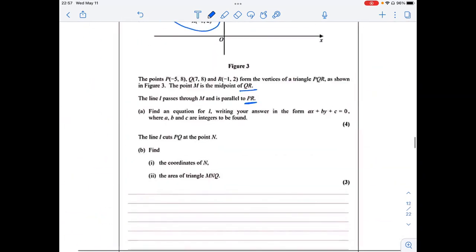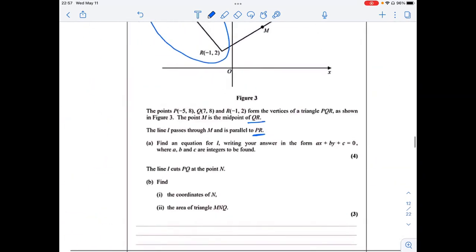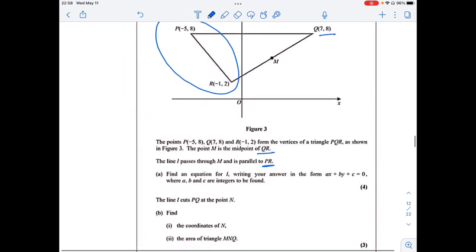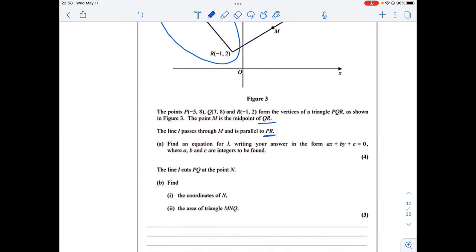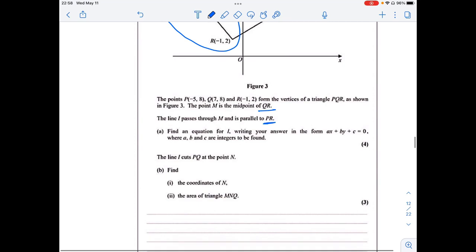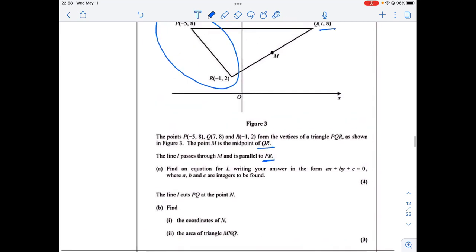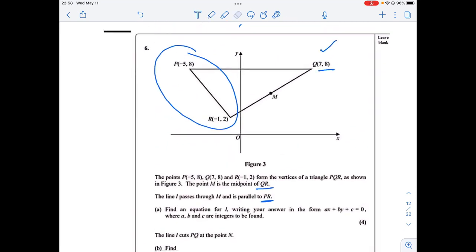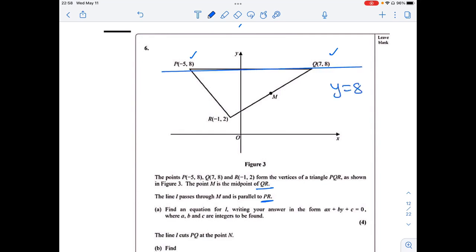Next, what else is being asked? The line cuts PQ at N. Find the coordinates of N and the area of the triangle MNQ. So what is PQ? You can see that the y coordinates of both P and Q are 8. So therefore it's going to be a horizontal line, y equals 8 is going to be the equation of the horizontal line.